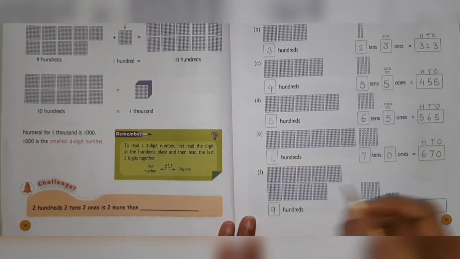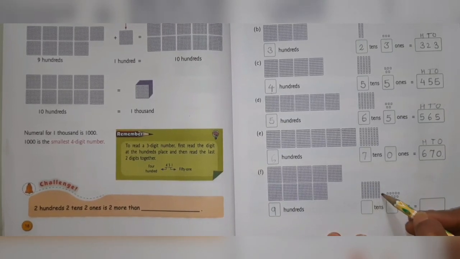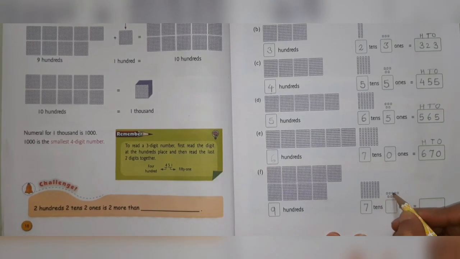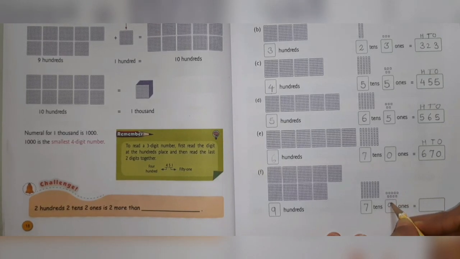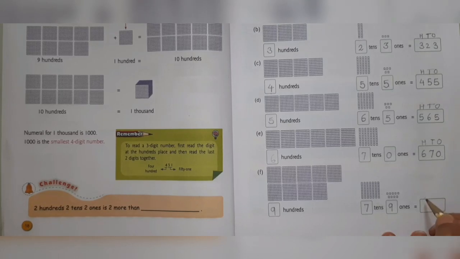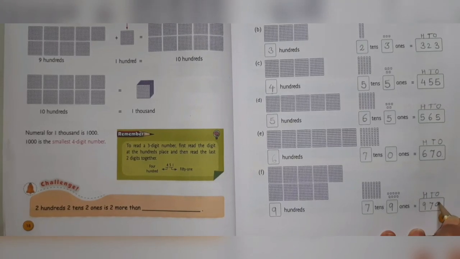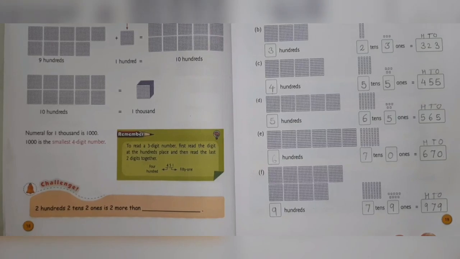Now next one we'll see. 1, 2, 3, 4, 5, 6, 7, 8 and 9. 9 hundreds. Then 1, 2, 3, 4, 5, 6, 7. 7 tens. And 1, 2, 3, 4, 5, 6, 7, 8 and 9. So 9 ones. 979 is our answer. We will write here 979. Now students, let us see how to read the number.